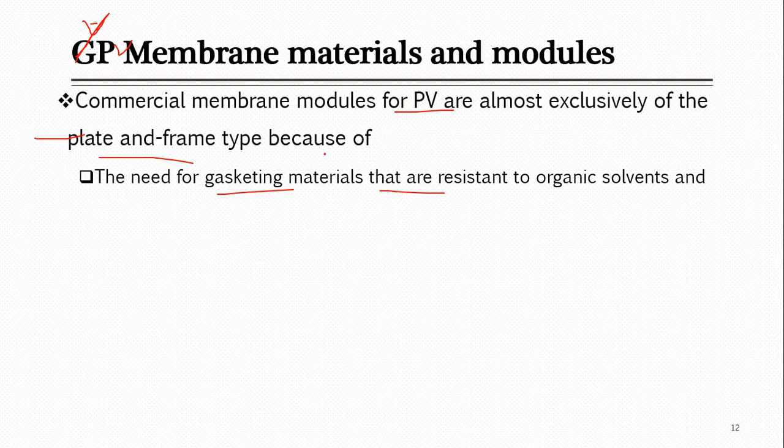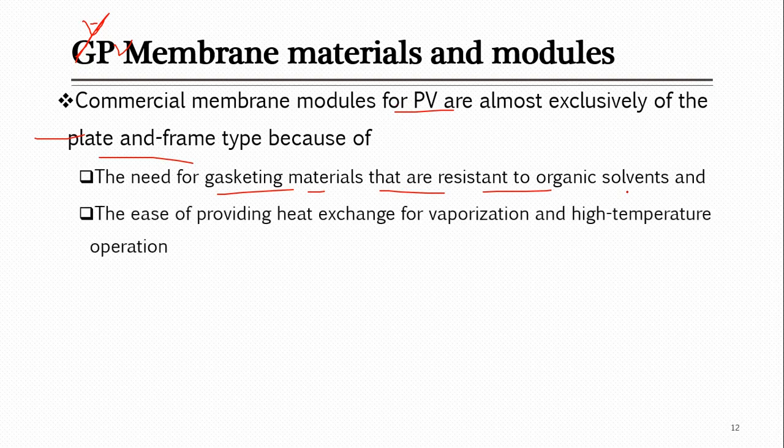As compared to this, it will be difficult to maintain that vacuum in spiral wound or hollow fiber. Just consider that when you apply the vacuum, those fibers maybe can't maintain that vacuum as well. In the spiral wound module also, vacuum is difficult to maintain as compared to plate and frame. Then the material which you are using for gaskets should be resistant to the organic solvent; it is necessary.